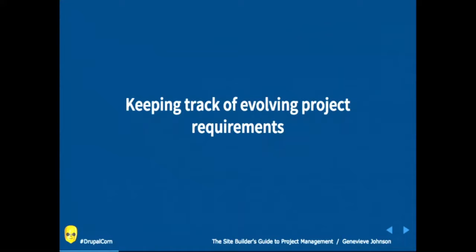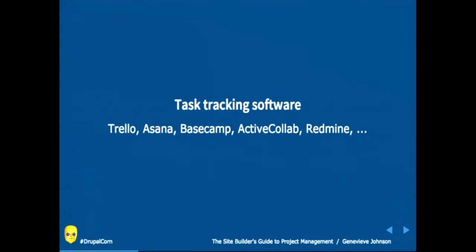So once you know what you're building, how do you keep track of that? And the requirements always change. Even the simplest project I've had with the most upfront requirements, they change over time. There are a number of task tracking software solutions available. Everything from Trello, Basecamp, ActiveCollab. I've used a lot of these, not all of them. And I don't have one clear recommendation. I think you need to find the tool that's going to work for you and your team.